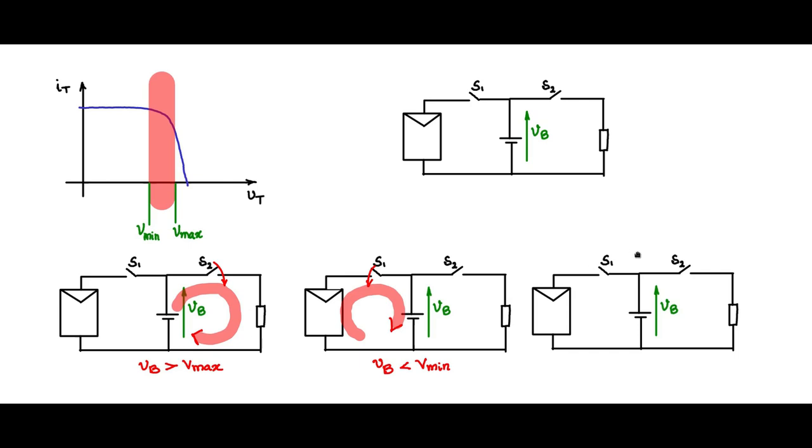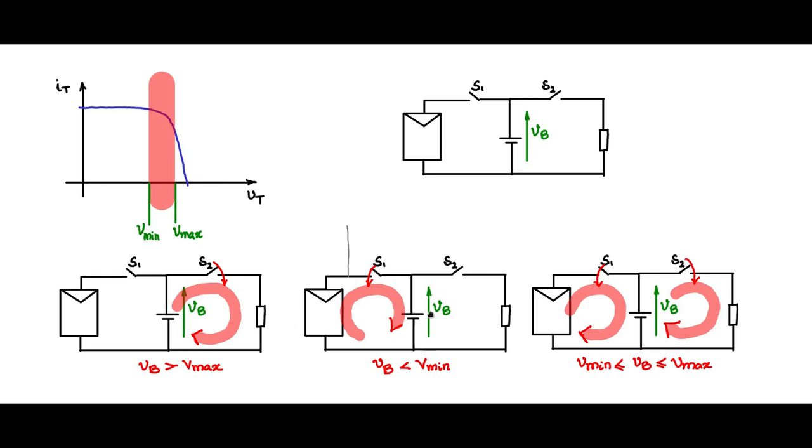So here in the third condition, we say the battery voltage is in between Vmin and Vmax: Vmin is less than or equal to VB, less than or equal to Vmax. So the battery voltage is in between these two values, which means that it is in the zone of near MPPT. So all will be connected. Both S1 and S2 will be connected, and there will be current flow to both the load and the battery from the PV source.